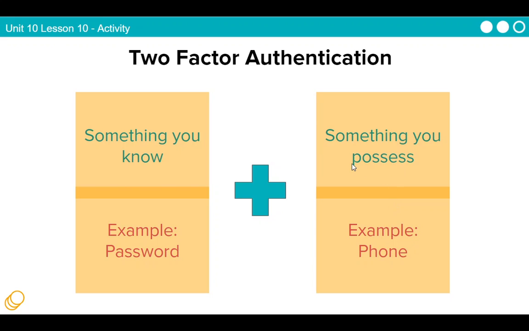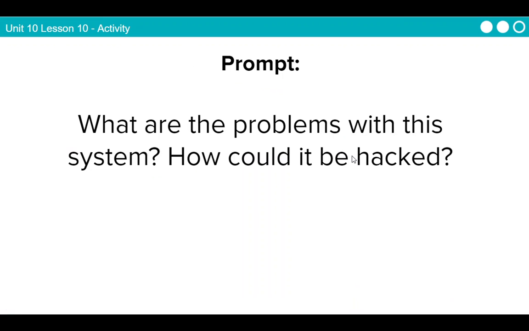It gives you a code because normally you can't just stick your phone in the computer and get it to say, look, I have my phone. So that's two-factor authentication. Now, what are the problems with this? How could it be hacked? Well, if someone gets your phone and they know your password, they're golden, right?